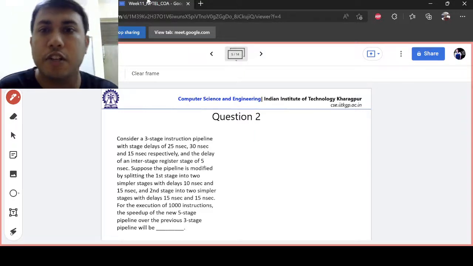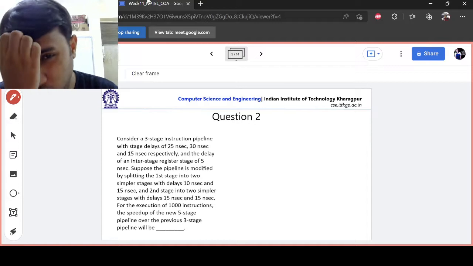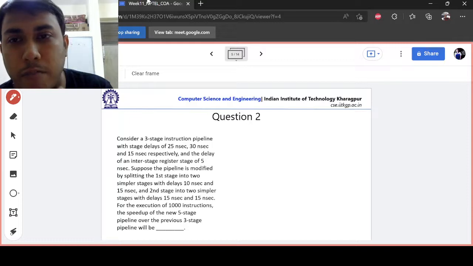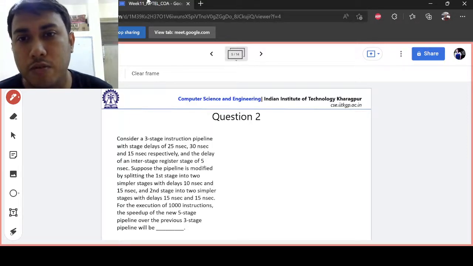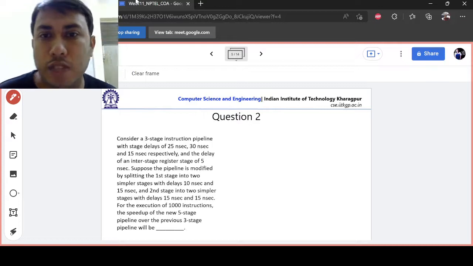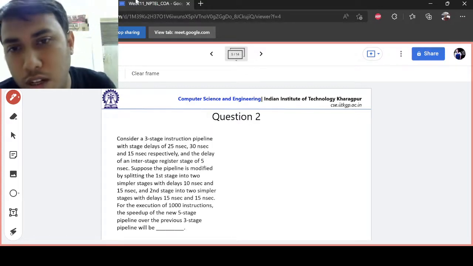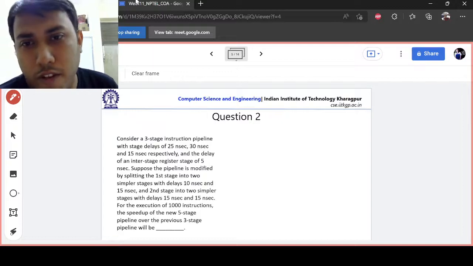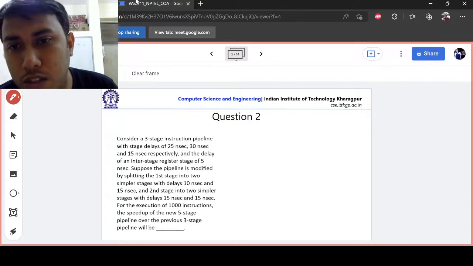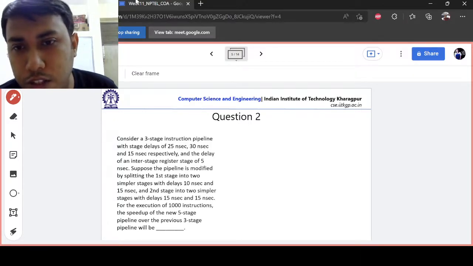Consider a three-stage instruction pipeline with stage delays of 25 nanoseconds, 30 nanoseconds, and 50 nanoseconds respectively, and the delay of an interstage register stage of 5 nanoseconds. Suppose the pipeline is modified by splitting the first stage into two simpler stages with delays 10 nanoseconds and 15 nanoseconds, and the second stage into two simpler stages with 15 nanoseconds and 15 nanoseconds. For the execution of 1000 instructions, the speed up of the new 5-stage pipeline over the 3-stage pipeline will be.